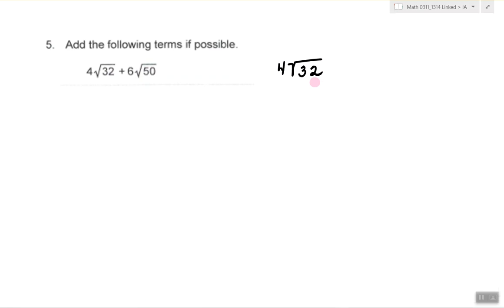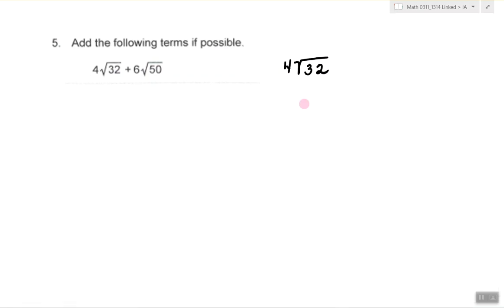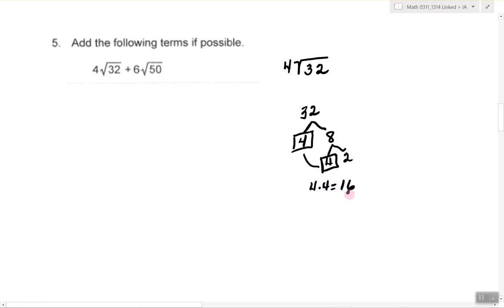So I'm going to write something, but then I'm going to erase it. I'm just going to pause for a minute and say 32. Well, I know that the perfect square 4 goes into it 8 times. But 8 has a perfect square in it. It's 4 times 2. Remember what we said earlier, the product of perfect squares is a perfect square. 4 times 4 is 16. So now I'm going to erase this.